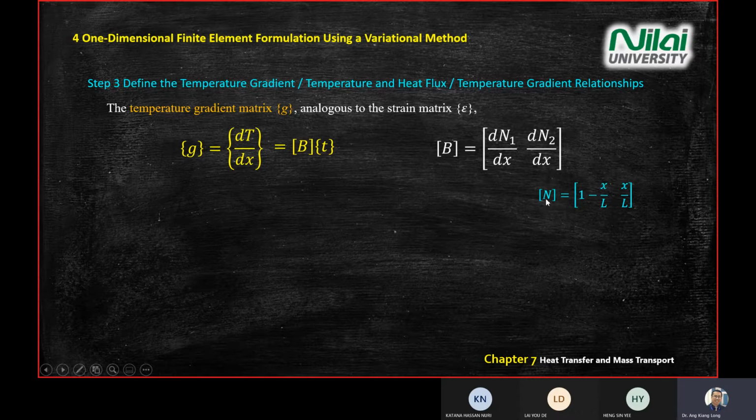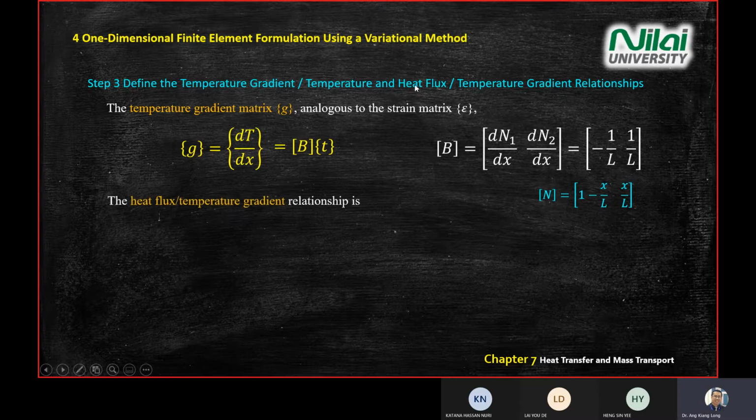Okay, recall what your N, the shape function, is. If you differentiate the first one with x, differentiating 1 minus x divided by L, the 1 becomes 0, and minus x over L gives you negative 1 over L. And if you differentiate x divided by L, you get 1 over L. So this is how you get your B.